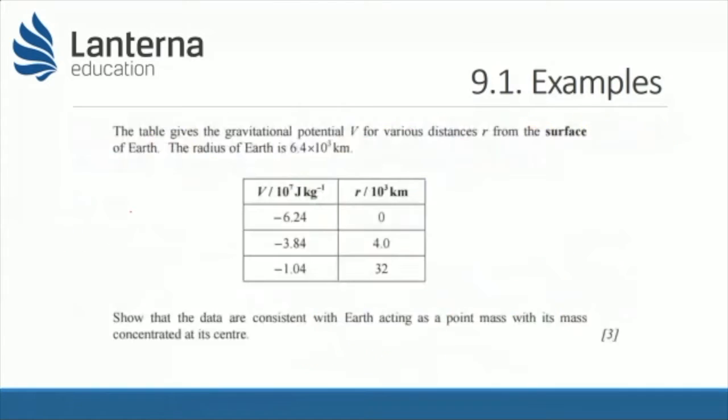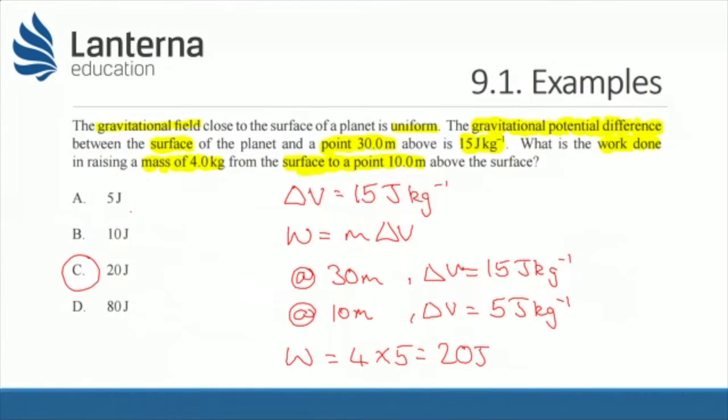Now, so that's the 2 short questions. So again, on this one, I picked the equation that is most relevant because I needed work and I've got the mass and the change in potential. But I needed to adjust my change in potential because I'm not using the full 30 meters. I'm using just a change in 10 meters.